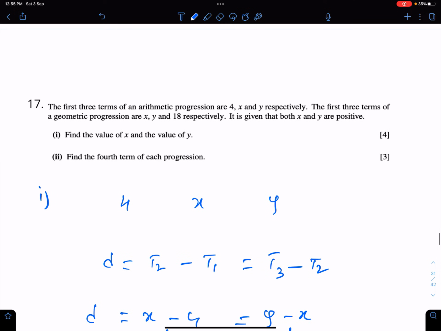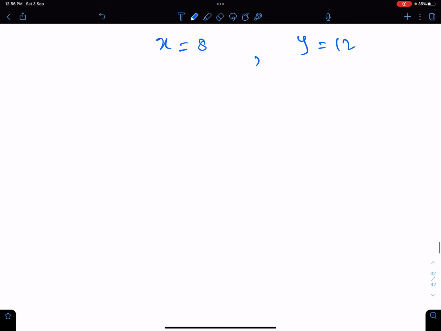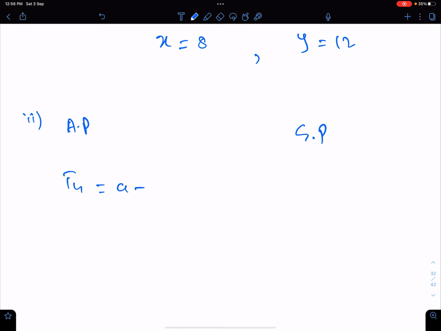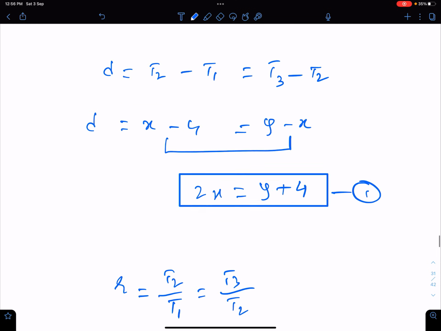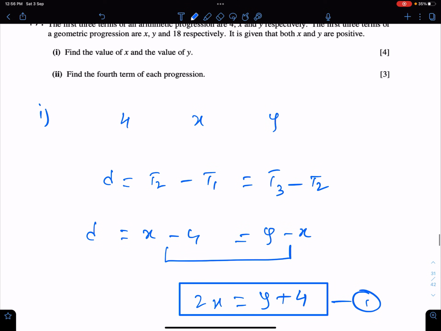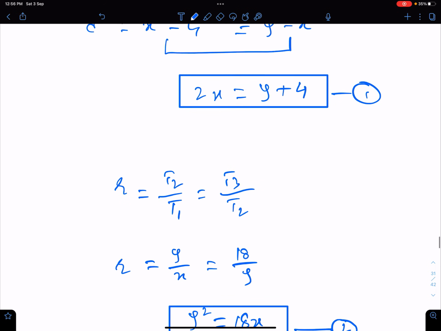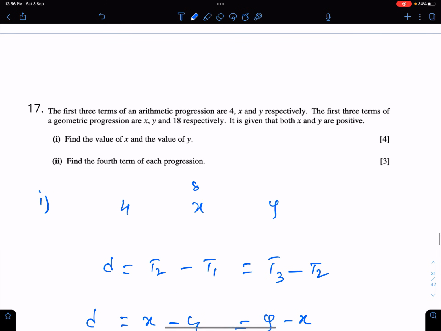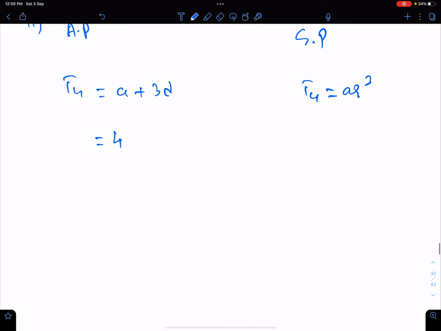Now the second part of this question is find the fourth term of each progression. This is very simple. The first progression is AP and the second progression is GP. This is part 2. So fourth term means A plus 3D, and here fourth term means AR cube. So the first term of AP is 4 and x, the value of x is 8. So D is 4. 4 plus 3 into 4. So I think it's 16.